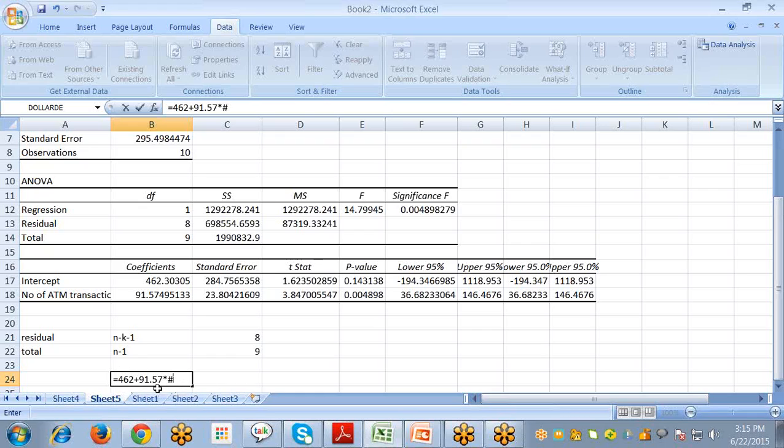So this is our regression equation, what we have read: y equals a plus bx. A is 462, the intercept value, and B is 91.57 for the number of transactions, and the hash denotes how many transactions have been done. So this is what is meant by regression analysis.